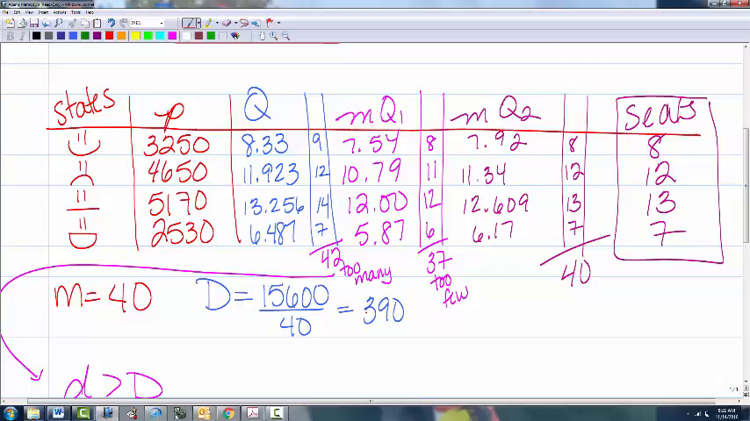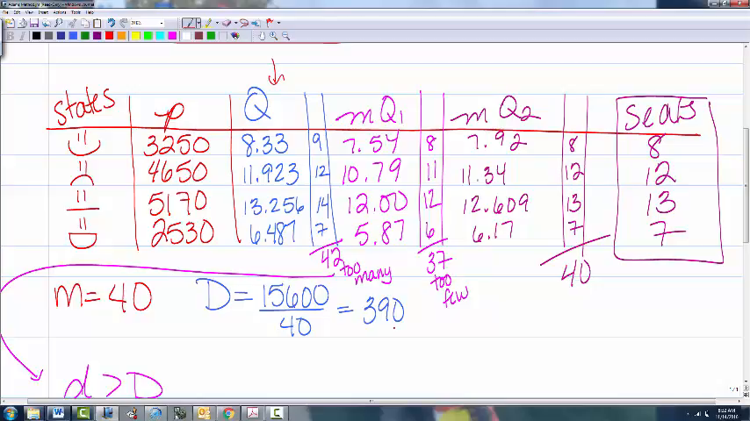You can see in this first quota that 8.33 comes from 3250 divided by 390. But for Adams' method, we round up to 9. 11.9 goes up to 12. That's 4650 divided by 390. 5170 divided by 390, you get 13.2. We round up. And so on. You end up with 42, which is too many.